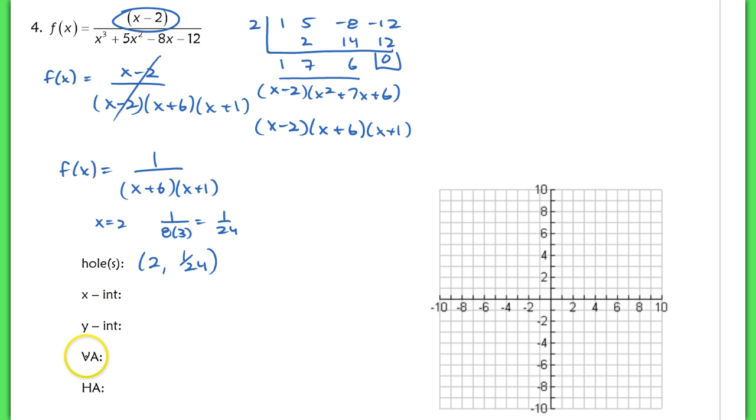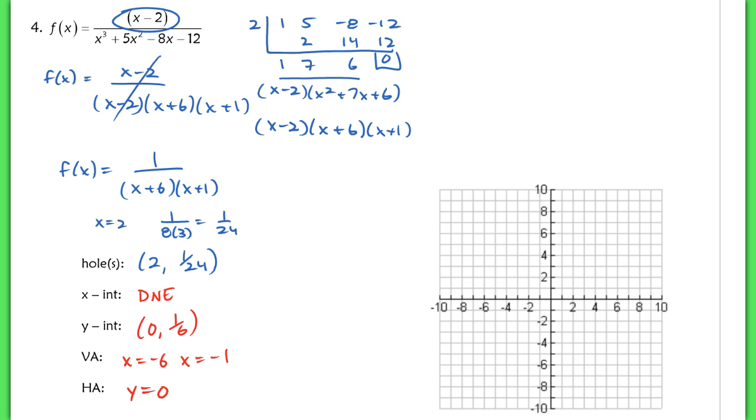Now I'm going to kind of fly through the rest of the stuff. I have no x-intercepts here. The y-intercept, if I plug in 0, is going to be 6, or I'm sorry, 1/6. So I have (0, 1/6). My vertical asymptotes are at x equals -6 and at x equals -1. And because the bottom is heavy, the horizontal asymptote is at y equals 0.